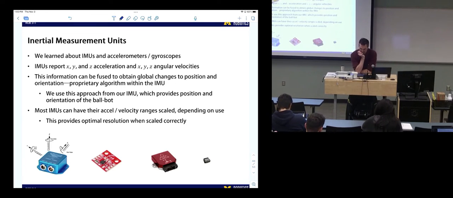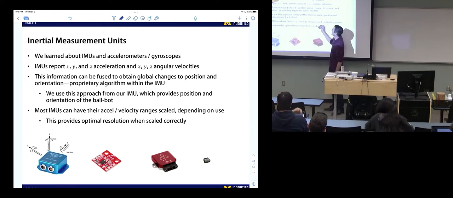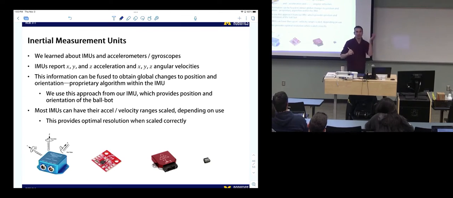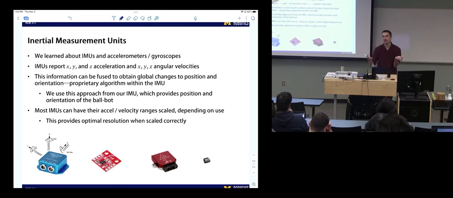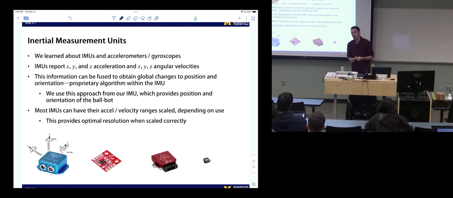Trying to think of a question I can ask you guys to test your knowledge on this. What's the challenge? Why is this proprietary algorithm within the IMU, where Cartesian acceleration and angular velocity are fused, and it outputs what and why? Why is it hard to get this?